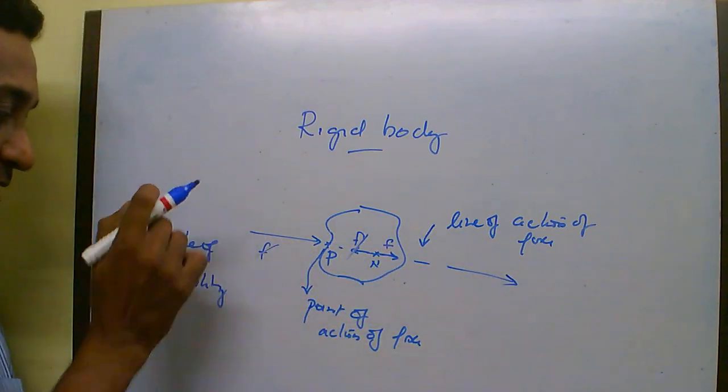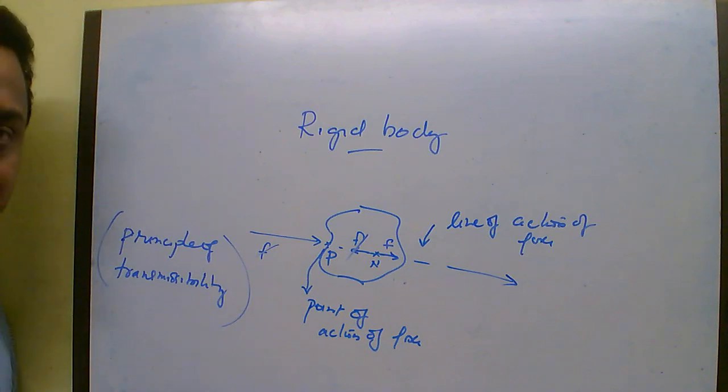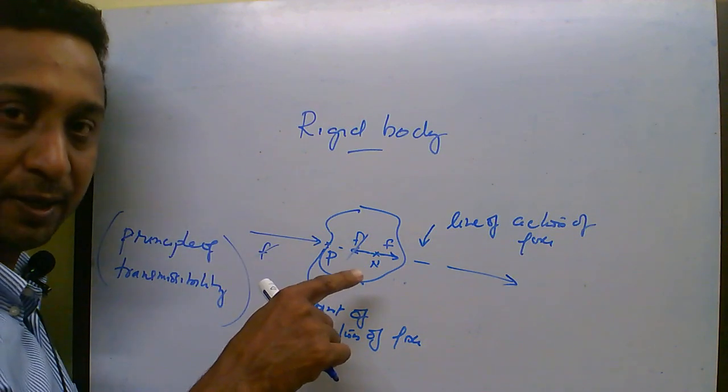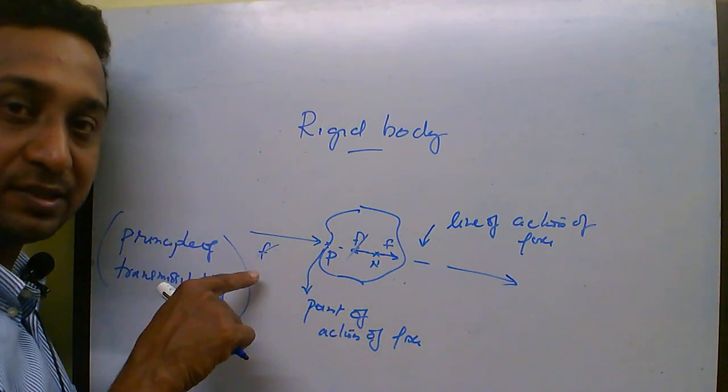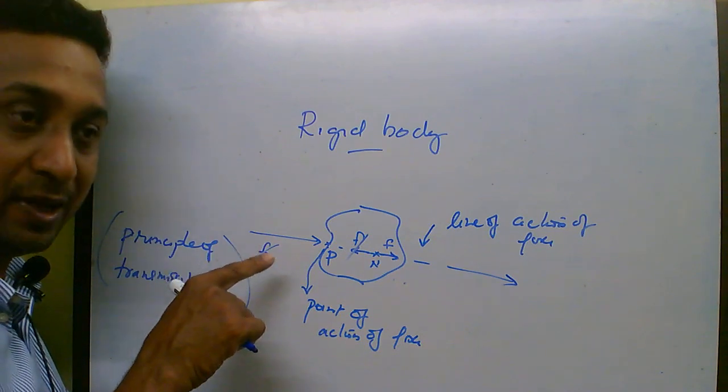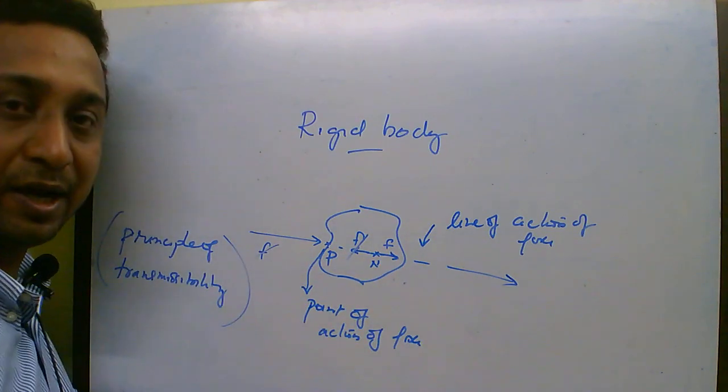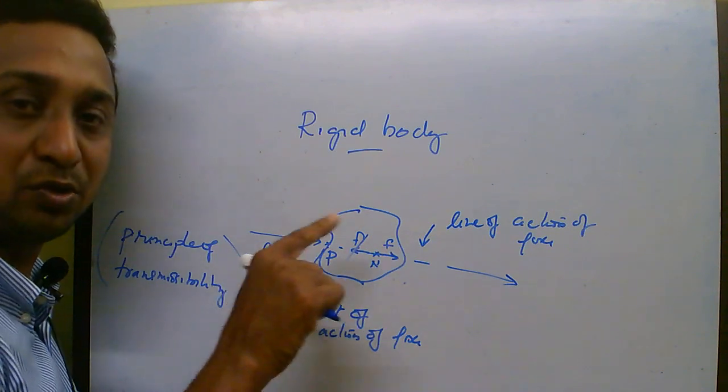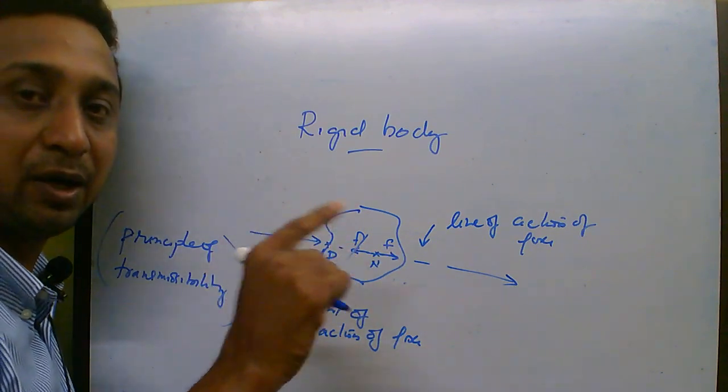So this principle is what you mean by the principle of transmissibility, that for a rigid body, the external force can be assumed to be acting at any point on the line of action of the force, and it does not cause any change to the movement of the rigid body.